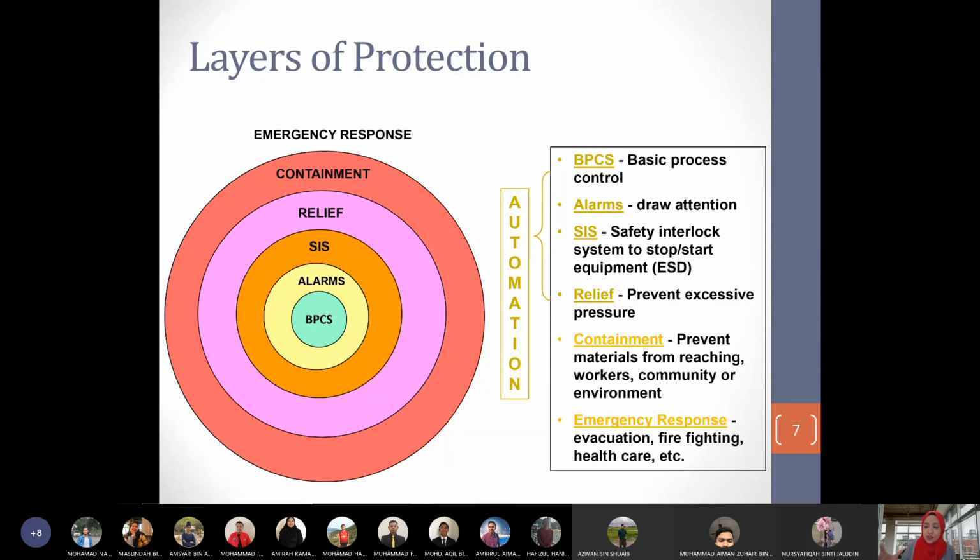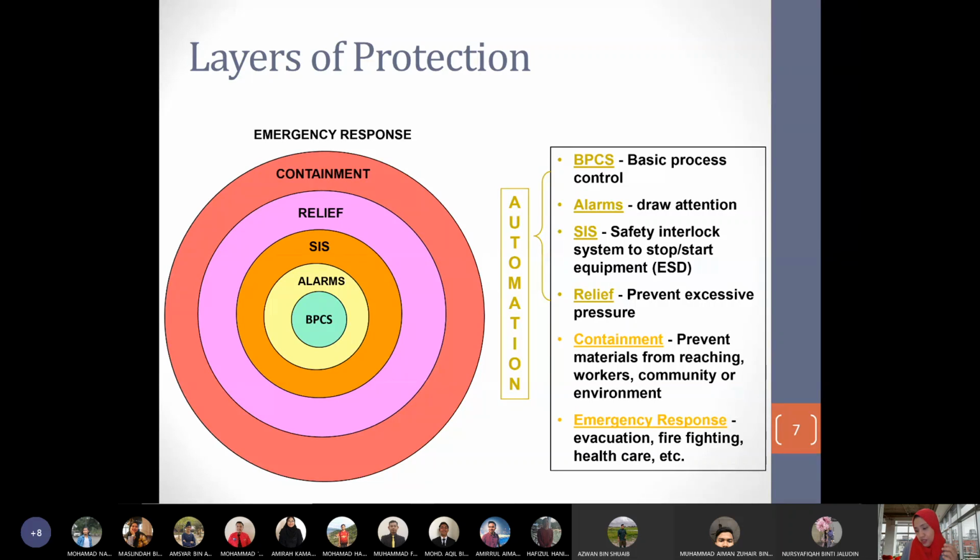So the alarm system should be connected to the basic process control system. And once the alarm is triggered or set off, it should also be connected to a safety interlock system, SIS, to stop or to start any equipment. Let's say it should automatically shut down a valve, for example, or it should immediately shut down a heater system.